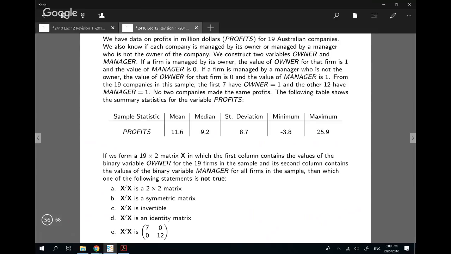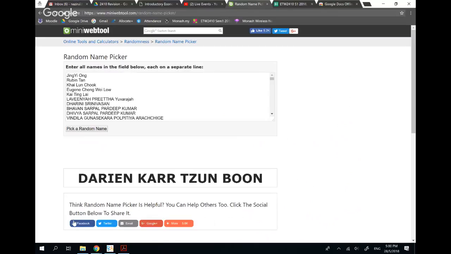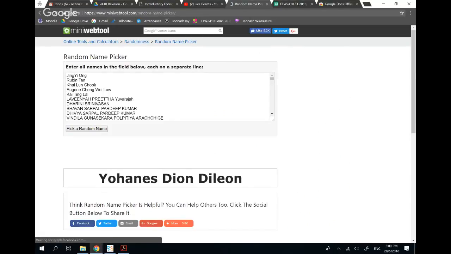Okay. So profits again. So if we form a 19 by 2 matrix X, the first column is binary, then which one is not true? Okay. Johannes? Are you here? Yeah.